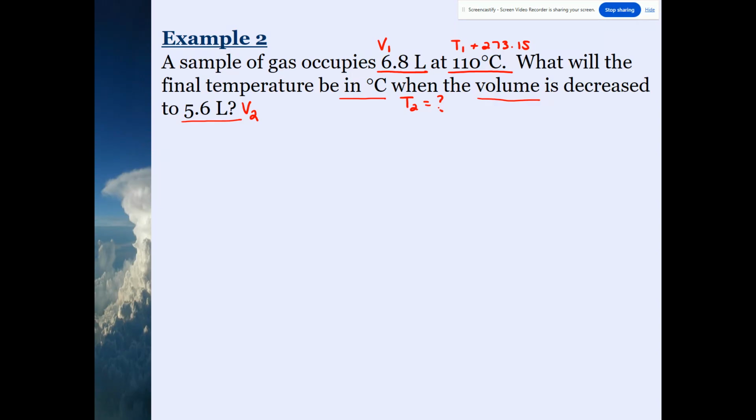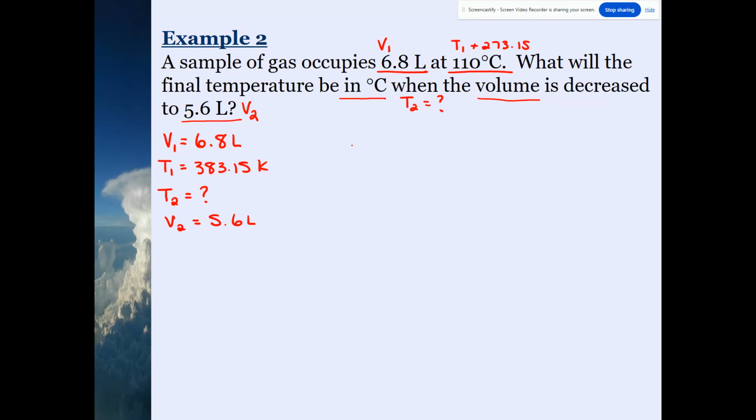Now the fact that it wants the answer in degrees Celsius does not mean I leave my initial temperature in degrees Celsius. We cannot do that, okay? We have to convert to kelvins first. We're gonna get our final answer in kelvins, then we will convert it back to degrees Celsius, okay? Because the relationship again only applies to the Kelvin temperature. So if I take 110 and add 273.15, we get 383.15 for our T1. T2 is our unknown, and V2 is 5.6 liters.